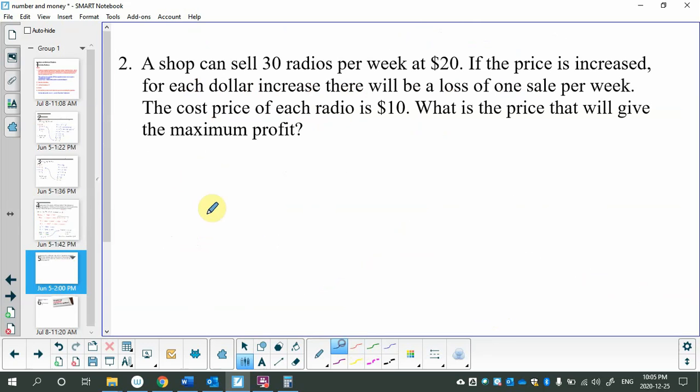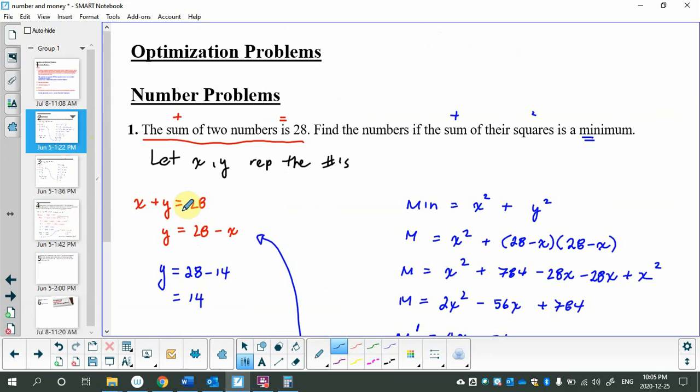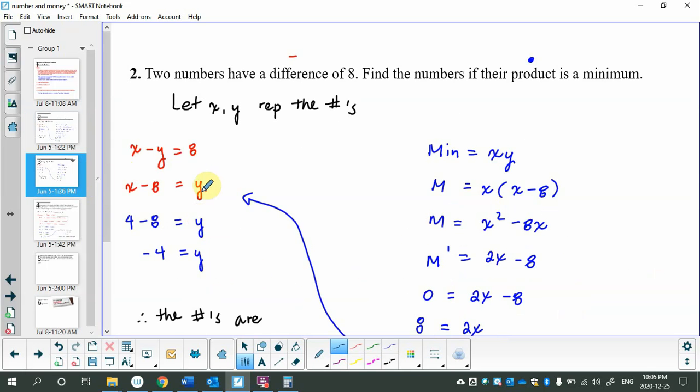Okay, so before I even start, I see a $, so I'm going to do this. Oh, before I forget to mention it, number problems often require 2 equations where you use one to sub into the other. So there was an example, and here was another example.